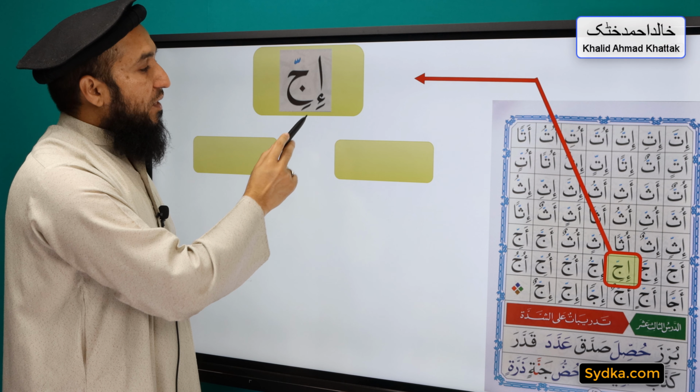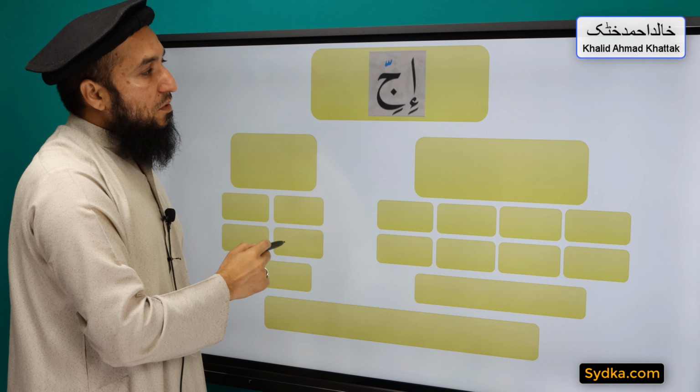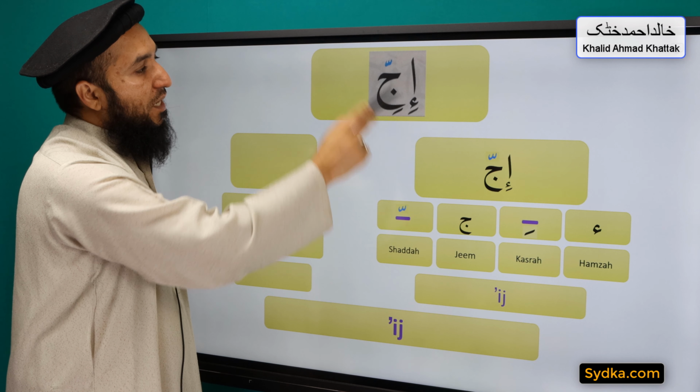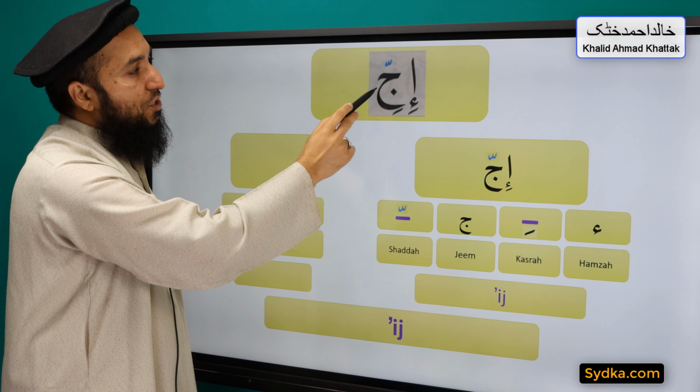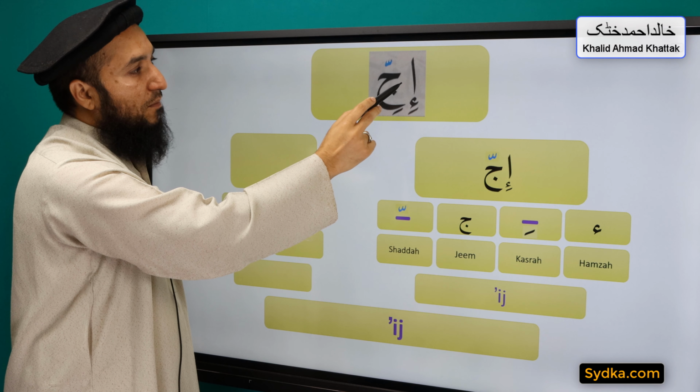The next word we have is Ijji, and it can be divided into two syllables. The first syllable we have is Hamza Kasra Jim Shadda, Ij. Hamza is a light letter, it has Kasra underneath, it is followed by Jim. Jim has a Shadda. This alif is silent and it is used as a chair for Hamza.